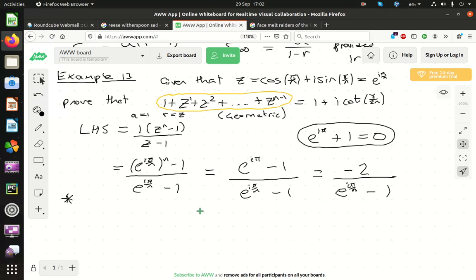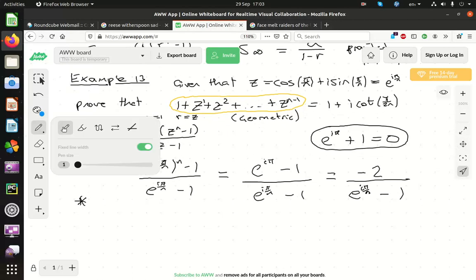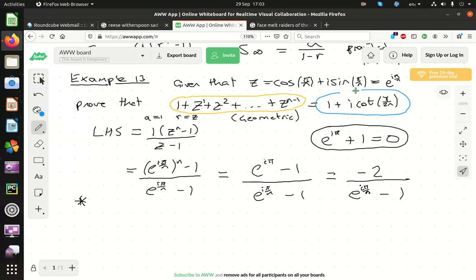So what I thought, okay, I've got e to the i pi over n. I could change that to cos of pi over n plus i sine of pi over n. But let's look at what I'm heading towards. I'm trying to get this result here, 1 plus i cot of pi over 2n. Now, cot is just cos of pi over 2n divided by sine of pi over 2n. But have you noticed we've got half the angle there? That was what made me think, okay, I need half the angle here.